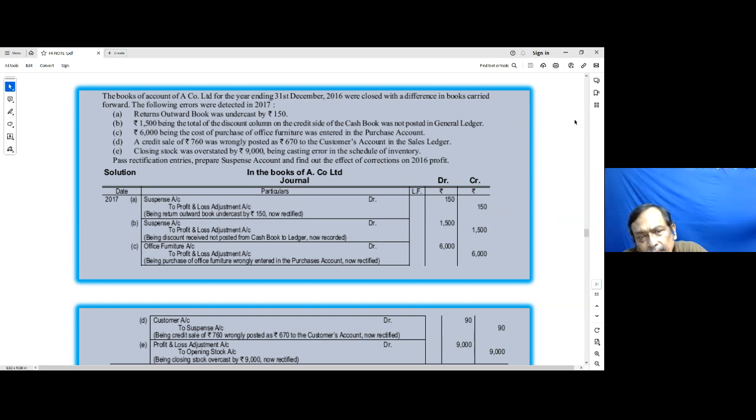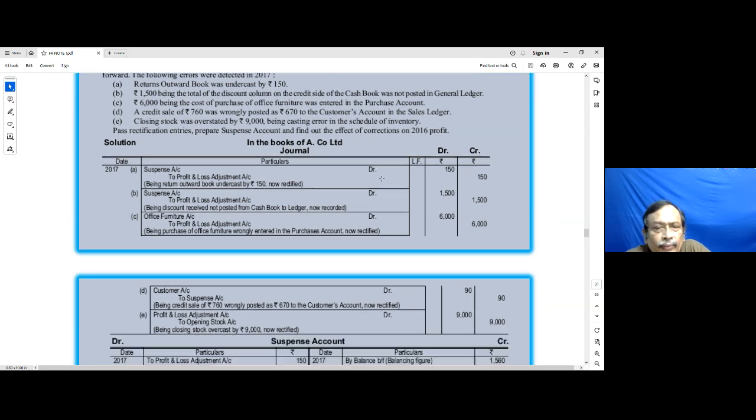So that's why your profit was less. We have to increase our profit. Hence, suspense account is to be debited because it is an one-sided error to profit and loss adjustment account 1,500, 1,500 being discount received not posted from cash book to ledger, now recorded.